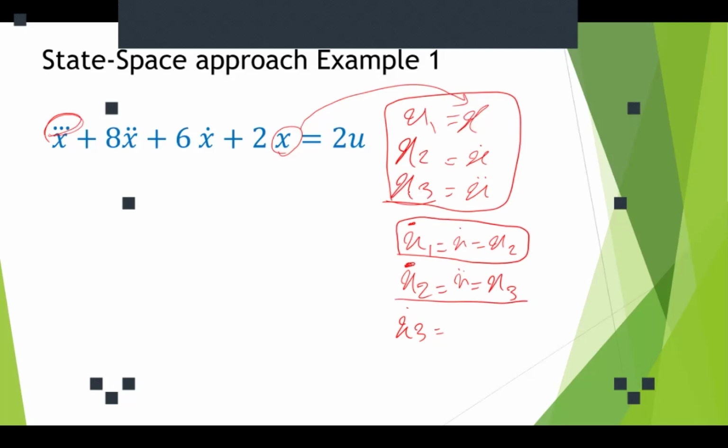Now, what is x3 dot? It is going to be the third-order derivative of our x, a differential of x double dot. Are we good? Now, we don't have that in our definition. How can we find what x triple dot is? Any idea?